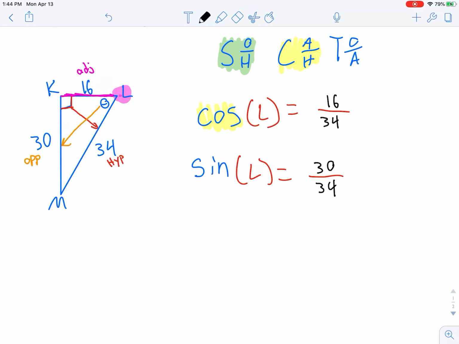Now the order does matter. If you wrote this as 34 over 30, you would be wrong. Do not do that. Okay? Make sure you have that correct order.